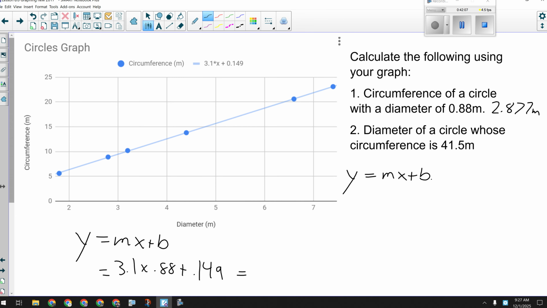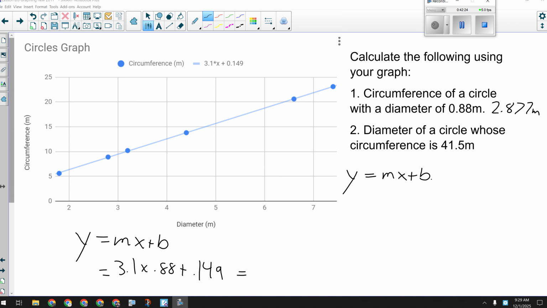Now try number two. In number two, you're looking for the diameter, which is on which axis? X. So now you're solving for X. They're telling you the circumference, so they're giving you Y. You're trying to solve for X. Give you a minute on that one.